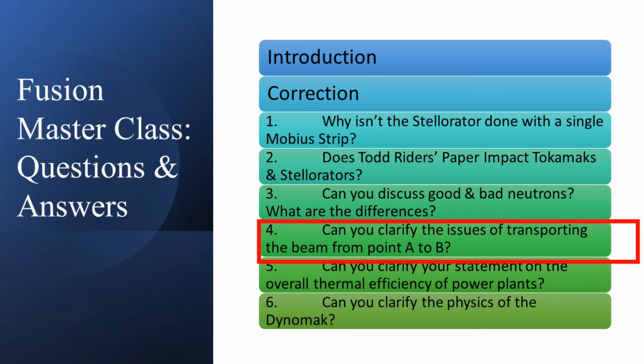The next question is, can you clarify the issues around transporting a beam from point A to point B, and why they naturally don't want to move from point A to point B? I don't really understand what this means exactly.